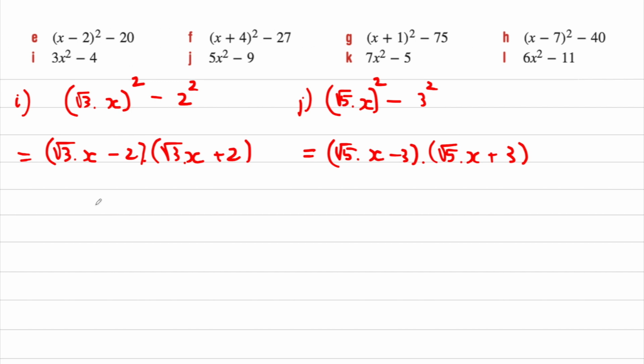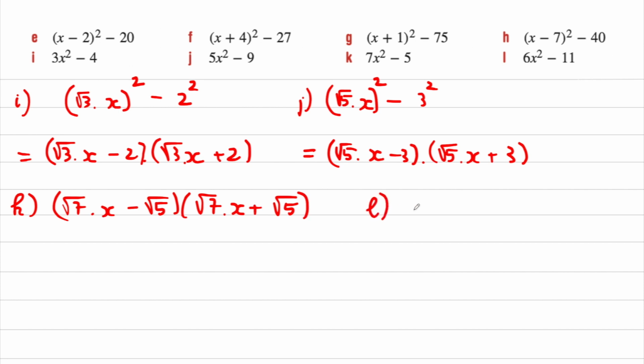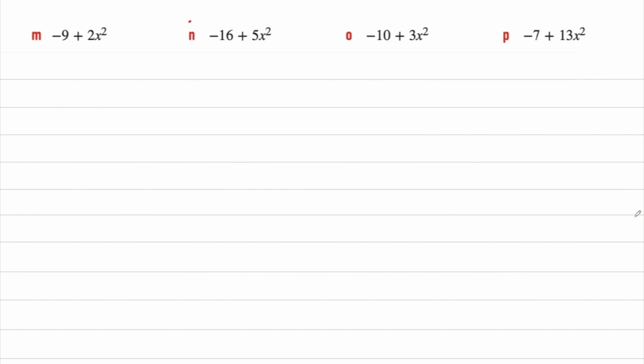Question K, no square number, I will do it quickly: square root 7 x minus square root 5 and square root 7 x plus square root 5. Question L, same idea without a square number: square root 6 times x minus square root 11, and square root 6 times x plus square root 11. Question L, we finish.